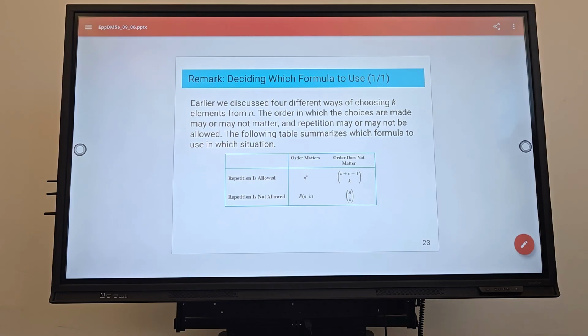I'd recommend making a note of this little table. If repetition is allowed, but order matters, then it's n to the k. If repetition is allowed, order does not matter: k plus n minus 1, choose k. If repetition is not allowed, and order matters, P of n and k. If repetition is not allowed, and order does not matter, n choose k.